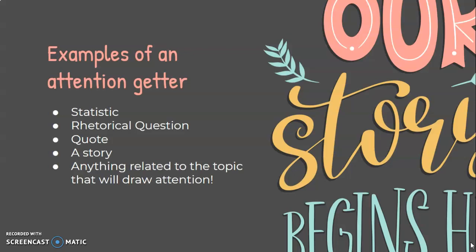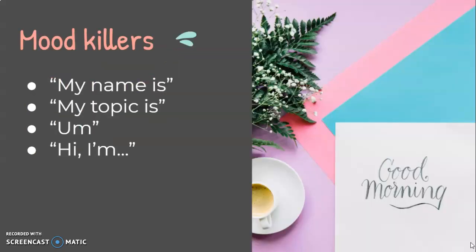Basically, an attention getter can be anything related to the topic that will draw attention. I had a student once give a speech about deer hunting in nature, and he started off by telling a story and then pulled from behind his back a pair of deer antlers and talked about how he found it in the woods. As soon as he pulled that out, everyone was looking right at him, paying attention, and they were intrigued because they weren't quite sure where his speech was going to go from that. So basically, the more creative, the better when it comes to a good attention getter.